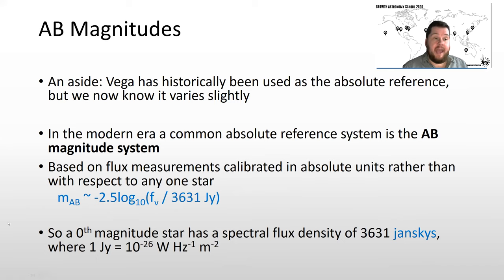So this is based on flux measurements. The AB magnitude is equal to minus 2.5 log of flux divided by 3631 Jansky's. So in other words, for a zero magnitude star, the flux will be 3631 Jansky's. A Jansky is a strange unit. It has its origins in radio astronomy, and one Jansky is equal to 10 to the minus 26 watts per hertz per square meter. But this is an alternative system to Vega magnitudes, which you will very likely see in your career.